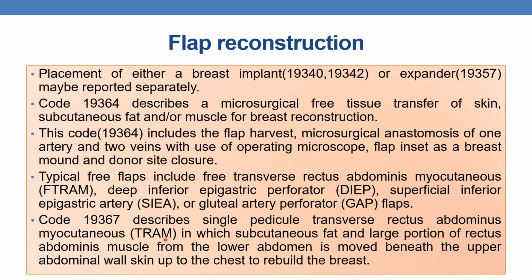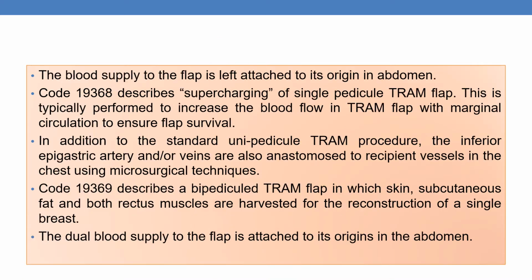In TRAM, which is described by the code 19367, subcutaneous fat and a large portion of the rectus abdominis muscle from the lower abdomen is moved beneath the upper abdominal wall skin up to the chest to rebuild the breast. And the blood supply of the flap is left attached to its origin in the abdomen.